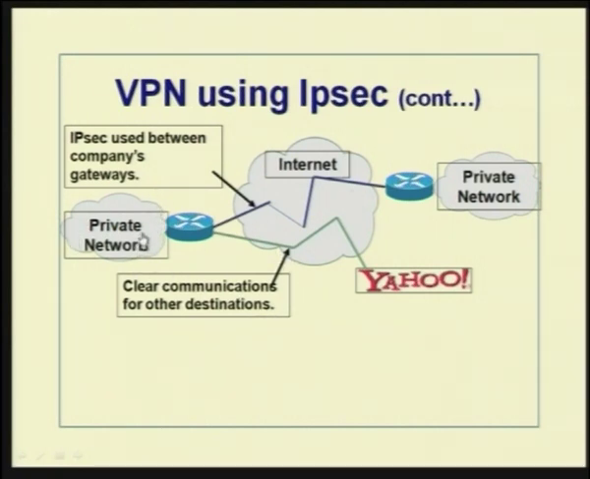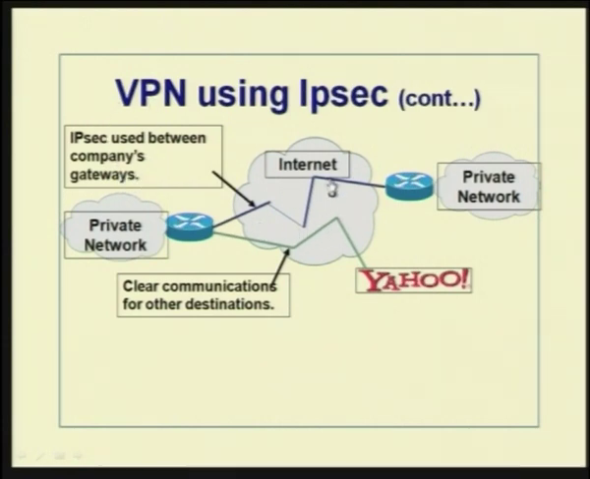So, you have a private network here and then I have my security gateway here. The security gateway is implementing IPsec in the tunnel mode. It takes all data coming in from this private network, encrypts all the data, tunnels it into a new IP packet and sends it to this destination address. The IPsec is used between the company's gateways, and if it is for some other destination, we use clear communication. But if it is between the company's gateways, because it is from here to here that I want a private network, all this data going from here to here is encrypted using the IPsec protocol.